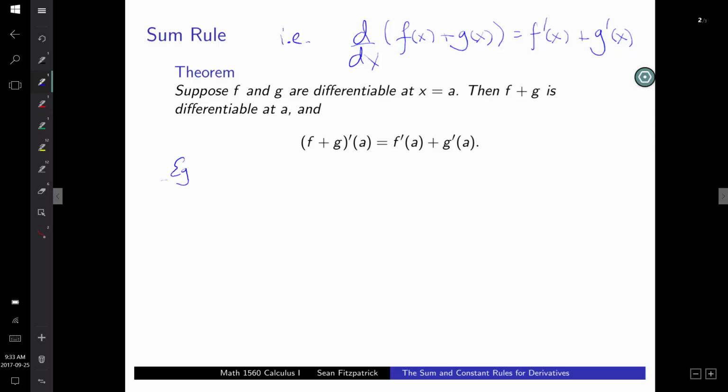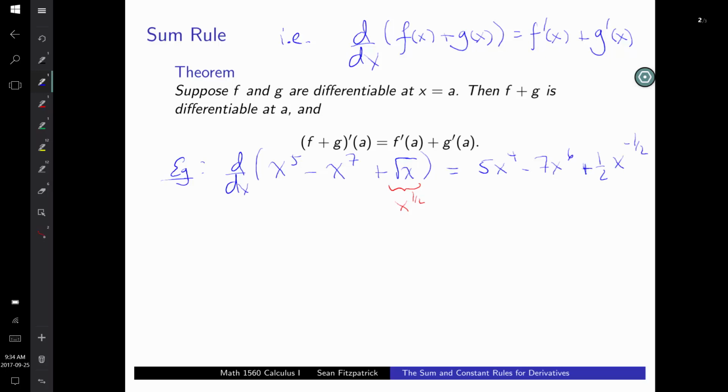So for example, if I wanted to take the derivative of, so now we know a few powers, we'll say maybe we have x to the 5th minus x to the 7th plus the square root of x. And it works just as well for subtraction as it does for addition. We'll do the proof for addition here, but we'll see that subtraction works just as well. So how do we deal with this? Well, first of all, remember that the square root of x is x to the 1/2. So if we take the derivative of this, we can apply the power rule to each term individually. We get 5x to the 4th minus 7x to the 6th plus 1/2 x to the, so subtracting 1 from 1/2 leaves me with minus 1/2. Okay, so that takes care of the derivative of a sum.